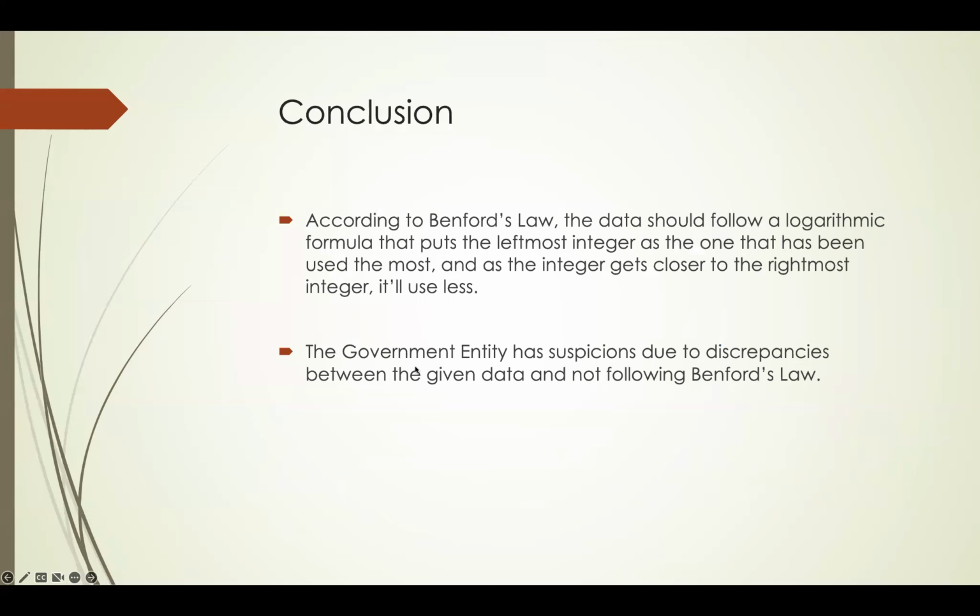So here's our conclusion. First, according to Benford's law, the data should follow a logarithmic formula that puts the leftmost integer as the one that has been used the most. And as the integer gets closer to the rightmost integer, it is used less. The government entity is suspicious due to the discrepancy between the given data and Benford's law.